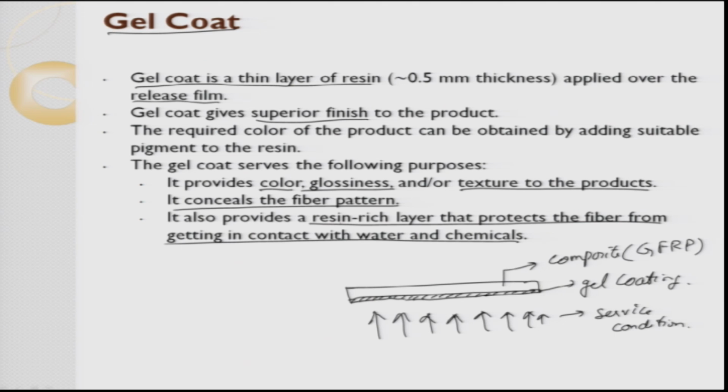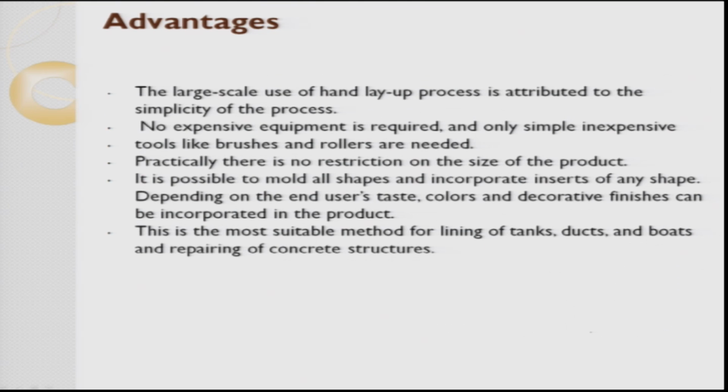It also provides a resin rich layer that protects the fiber from getting in contact with water or chemicals. This is a service condition. Service condition can be water, humidity, and then chemical etching. So, what are the major advantages? Sir, it can make a small part, it can make a very large part. Very large part which is complex in nature. So, large scale product which is complex in nature also can be made.